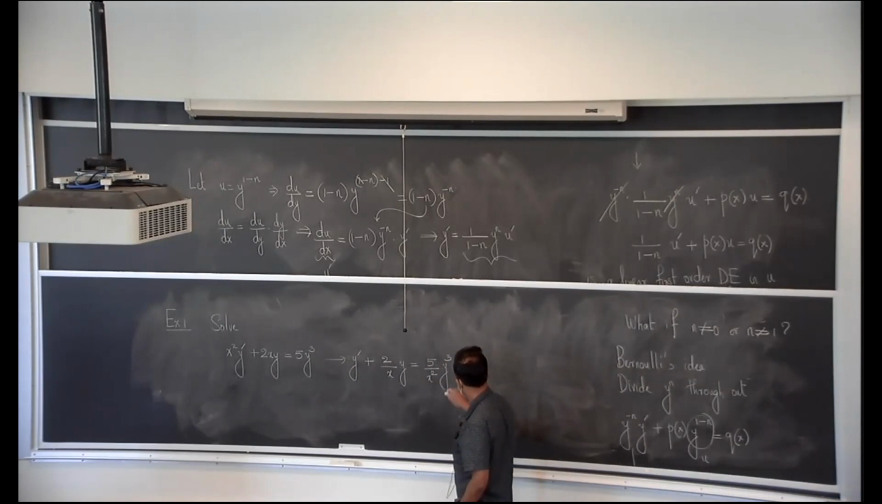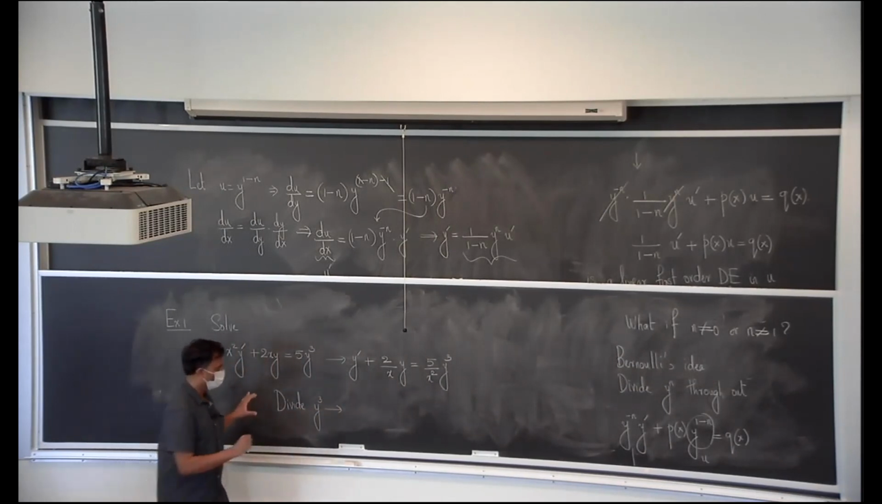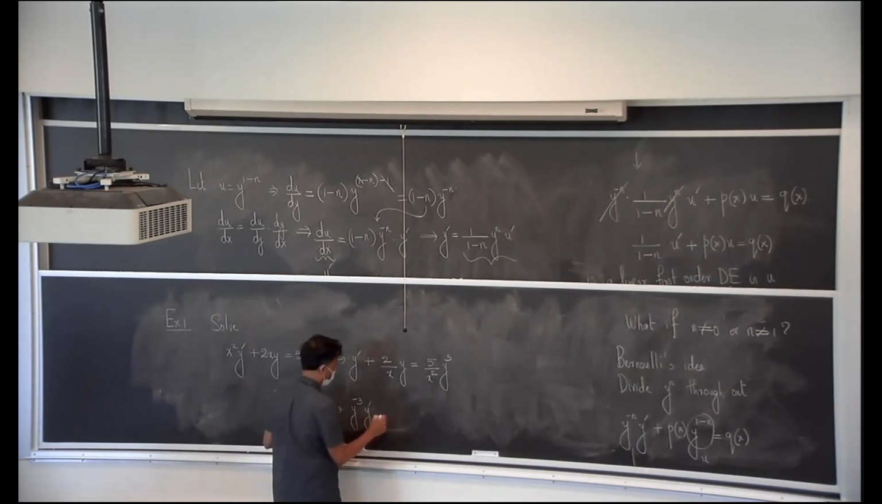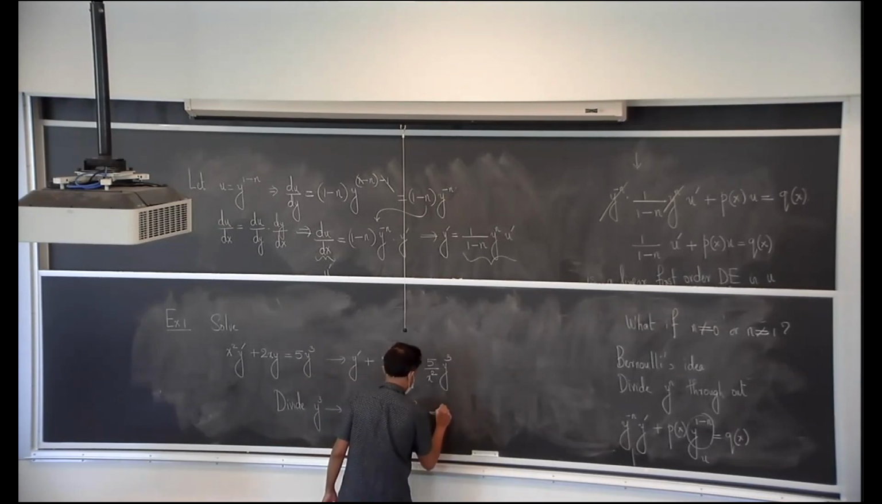All right, so let's follow what Bernoulli suggested. Divide throughout by y to the power of 3. And you get y to the power of negative 3 times y prime plus 2 over x times y to the negative 3 times y, which is y to the negative 2, equal to 5 over x squared.